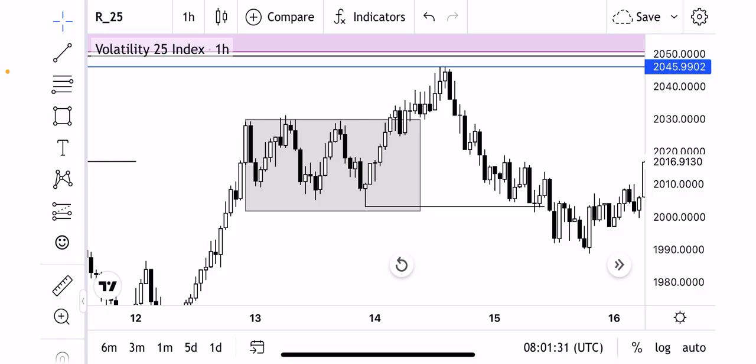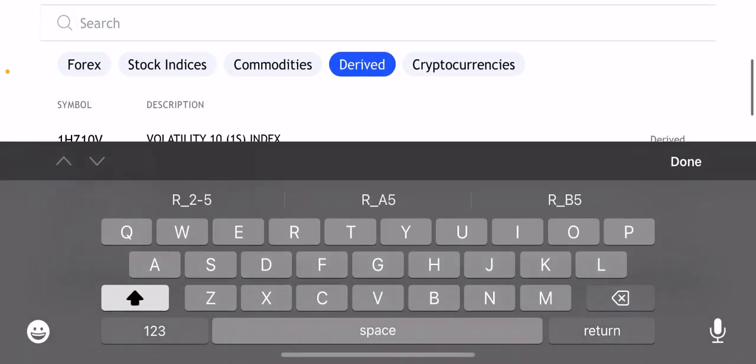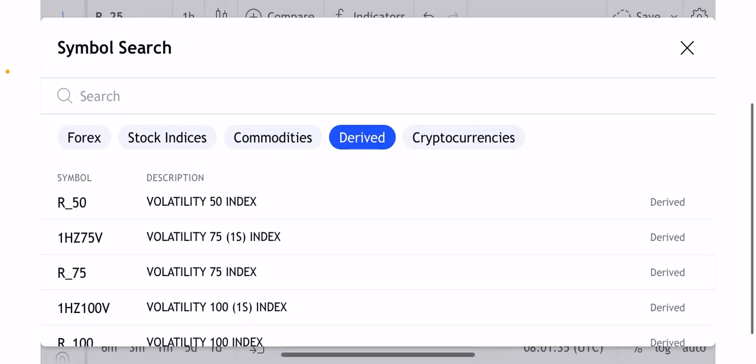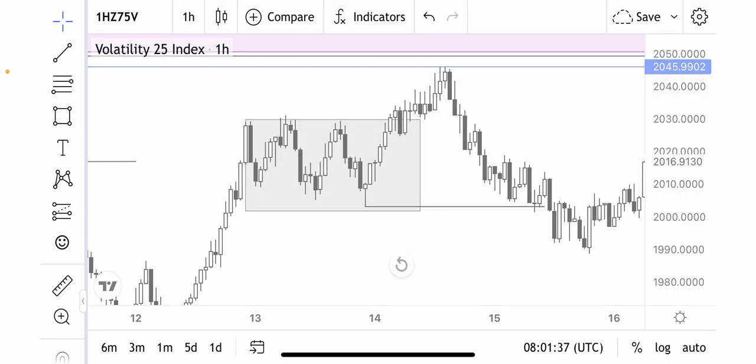Something like that happened on Volatility 75 1 hour recently. I think I saw it of recent.